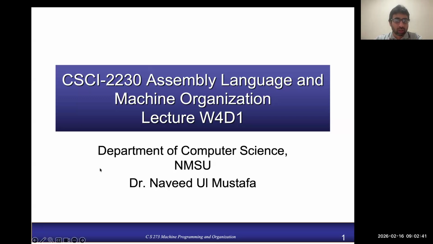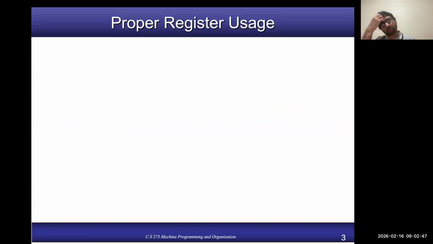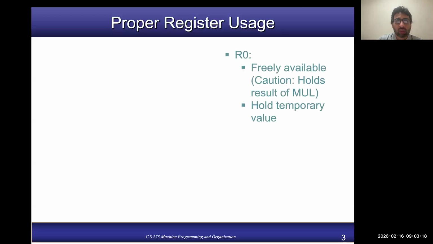Okay, thank you. So today we will talk about proper register usage, and after that we will have a look at a conceptual level at how instructions are processed, and what the difference is between a RISC processor and a CISC processor. Okay. So remember, we said there are 32 general purpose registers available in the ATmega 328P microcontroller, right? But when we are using those registers, we need to pay attention to some points.